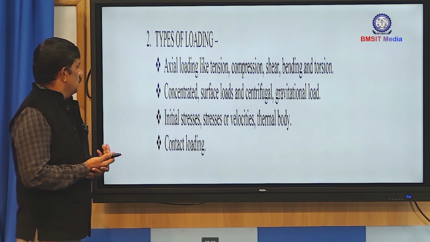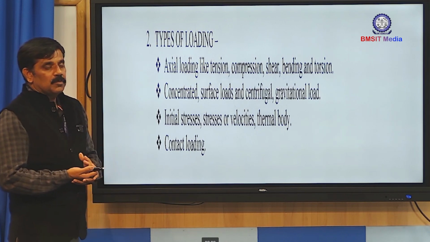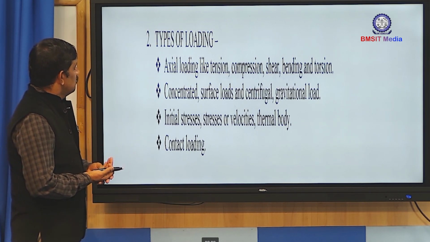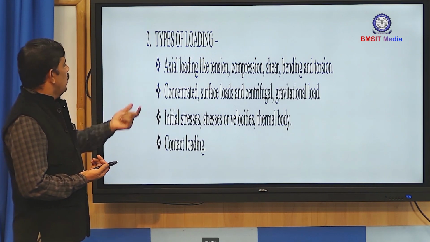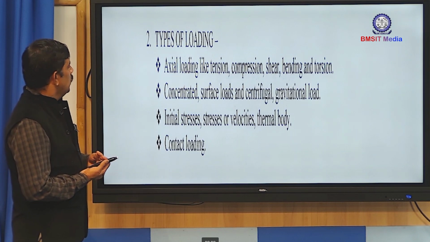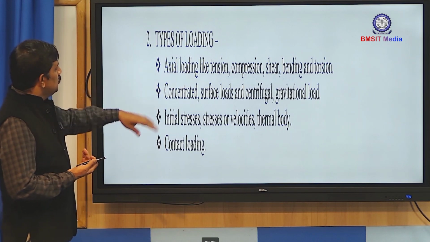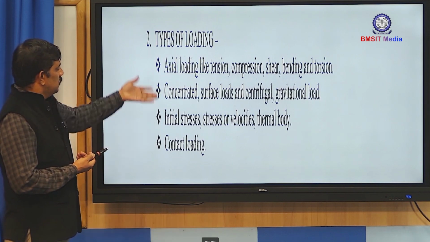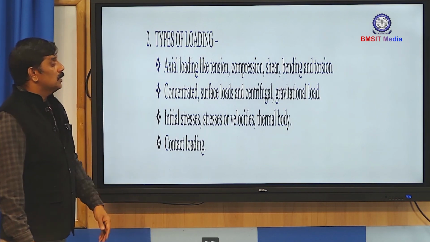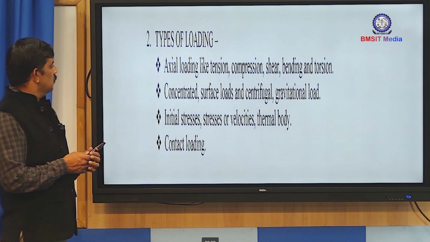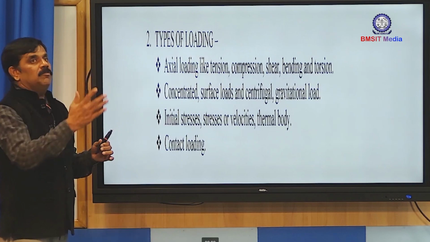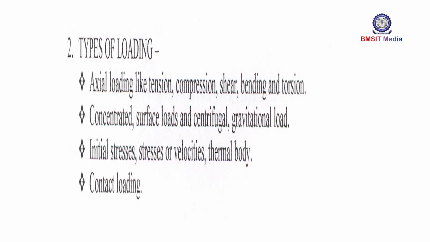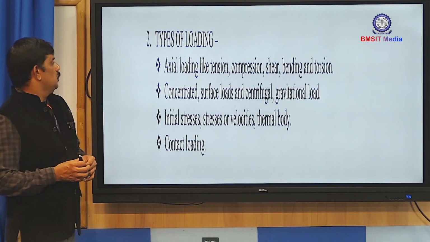So types of loading, again it may be axial loading, like building columns subject to axial loading. The overhead telephone wires may be subject to tensile loading, or overhead electrical cables, or lift cables may also be subject to tensile loading. Compression, with building columns, is the best example. It may be subject to shear, or bending, like building beams subject to bending loading. The shaft may be subject to torsion loading.